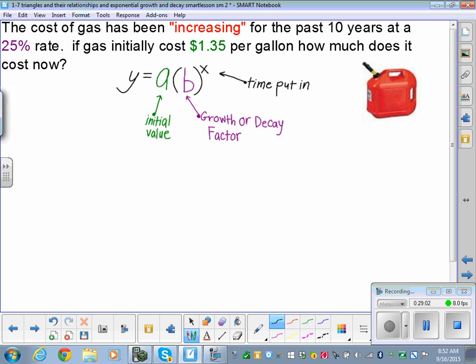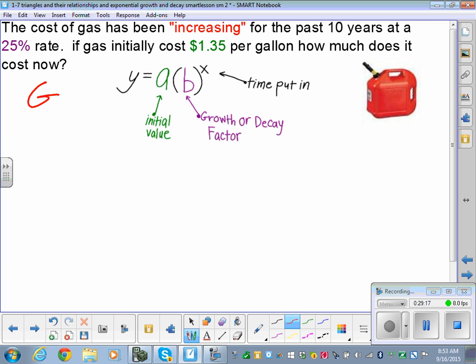So we know that this is going to be exponential growth, right? Increasing means getting larger, so it's exponential growth. Okay, so let's go ahead and plug these things into our function. Now I highlighted it in color so that you could see what we're looking at here. We have to be careful about a few things.